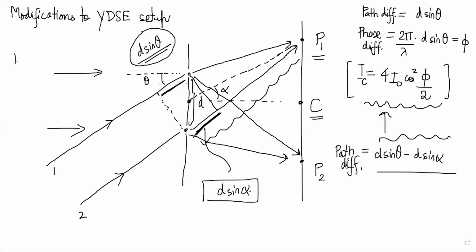On the other hand, coming to point 2, here the first ray is again traveling more distance than the second ray, right? So this time the path difference would be what? d sine theta plus d sine alpha. And again, after that, you do 2 pi by lambda, get the phi and get the intensity, right? You understand, no?